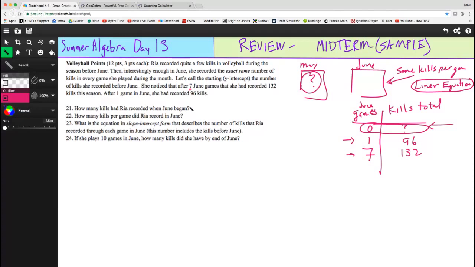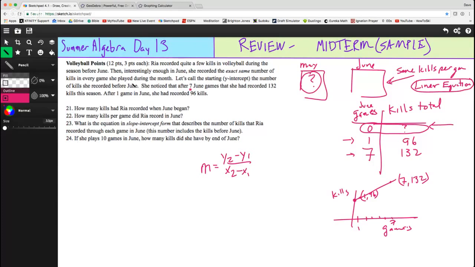Okay, so let's look at this. On our graph, here's our games, and here's our kills. After one game, she had a certain number of kills, and after seven games, she had even more kills. So this point here is 1, 96. And this point here is 7, 132. We can write a linear equation, find the slope, and then find our y-intercept. So let's do that. M equals, our slope is y2 minus y1 over x2 minus x1. Notice, probably questions 21 through 24 on your midterm are going to be just like this. It's going to have different words, but you're going to look for the key points and try to find your slope. So don't let that confuse you too much.